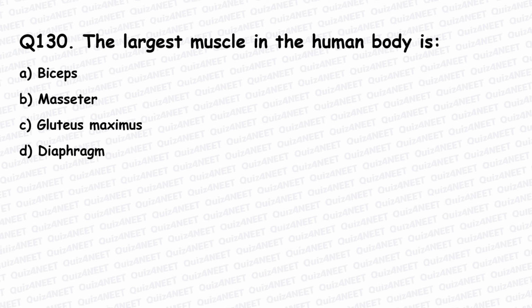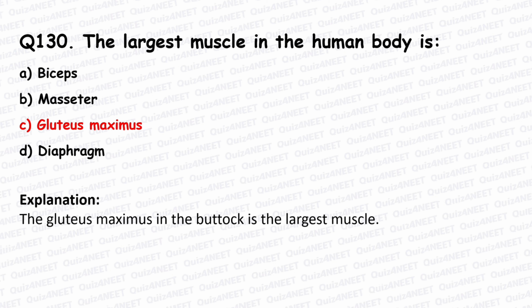Q130. The largest muscle in the human body is A. Biceps, B. Masseter, C. Gluteus maximus, D. Diaphragm. Answer C. Gluteus maximus. Explanation: the gluteus maximus in the buttock is the largest muscle.